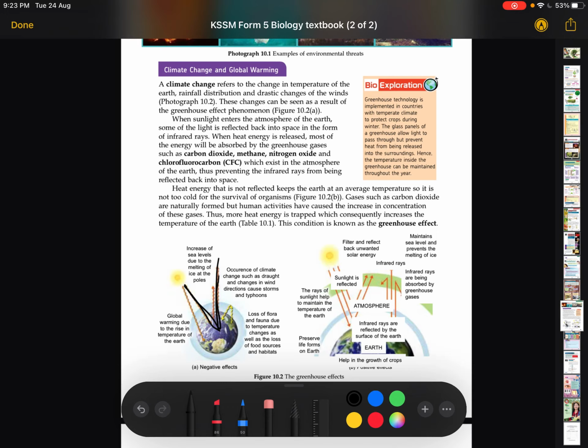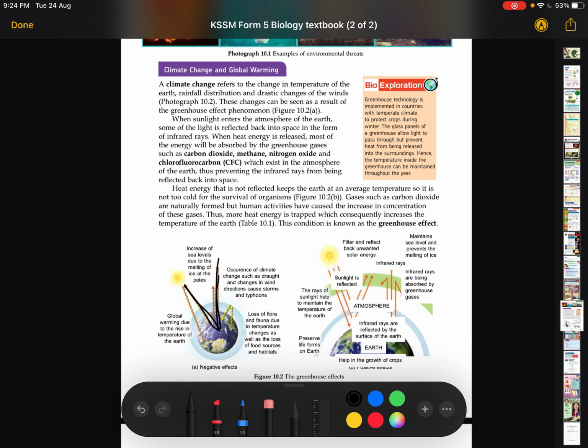Because these greenhouse gases are everywhere around earth, and they're all absorbing heat energy, the average temperature will go up. They're hotter, so it causes the world to be hotter, and that's why global warming happens. So long story short, heat energy that is not reflected keeps the earth at an average temperature, so it is not too cold for the survival of organisms.